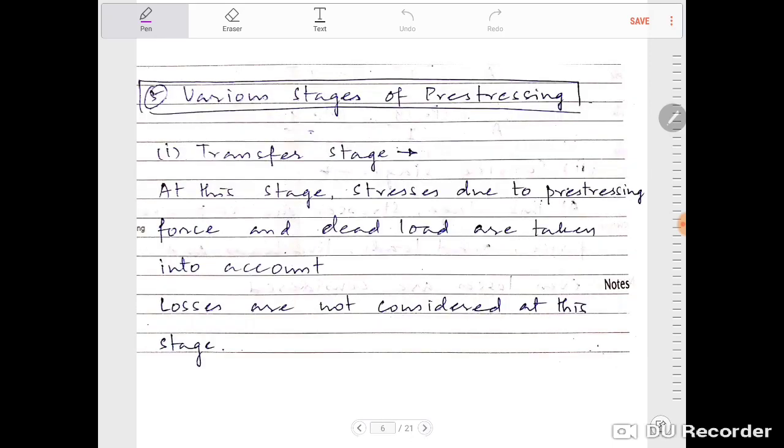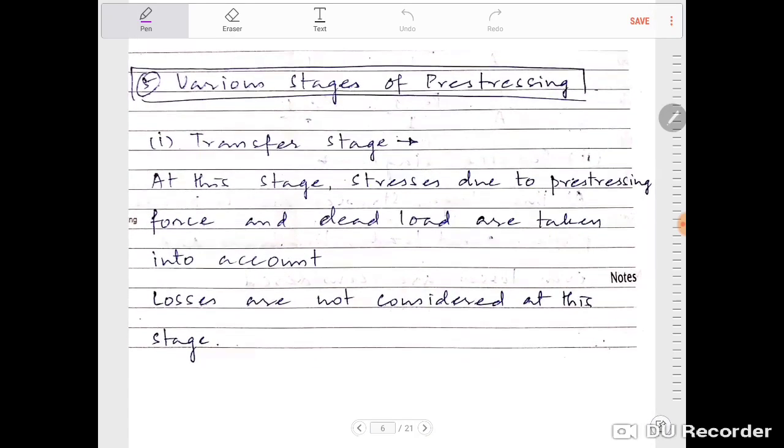Fine, then let us go to various stages of pre-stressing. From here you will basically understand what I was talking about in the previous cracking moment: what is live load, what is dead load, and all these things. These things are considered in various stages of pre-stressing. So the first stage is the transfer stage.